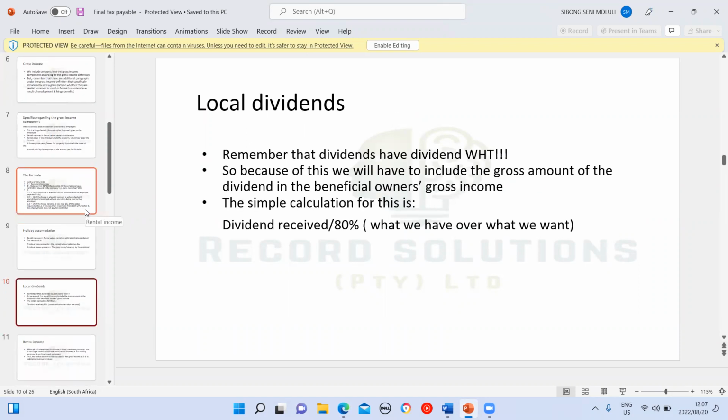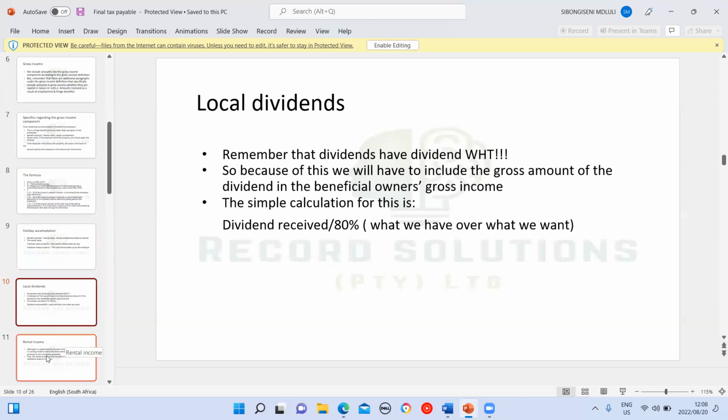Now, moving on to local dividends, you should remember that dividends have dividend withholding tax. Because of this, we have to include the gross amount of the dividend in the beneficial owner's gross income. The simple calculation for this is dividend received divided by 80%. You can remember this as what we have, the dividends received, over what we want, which is 80%. This is because dividends withholding tax is 20% of the dividend, which is withheld by the company issuing the dividend. So we are done on local dividends.